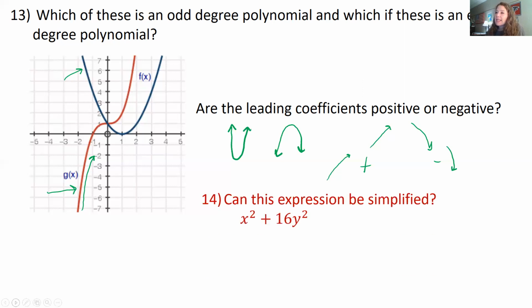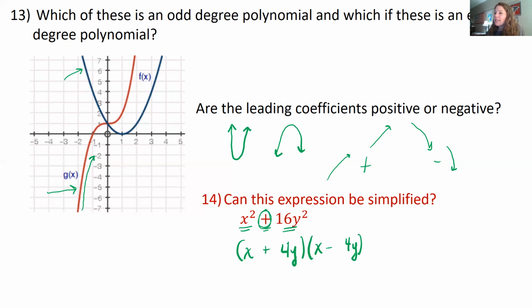So number 14 says, can this expression be simplified? First of all, I notice that they're both perfect squares. So if I find the square root, I get this. So the question is, can it be simplified? Which means if it's the difference of two squares, we know that one of these gets a plus and one gets a minus. But that middle term would be a subtraction, so that's not going to work.